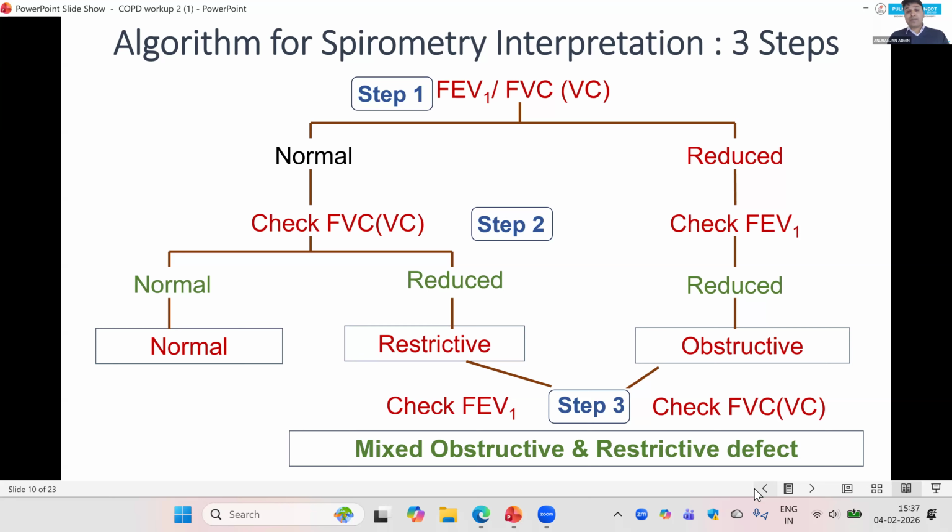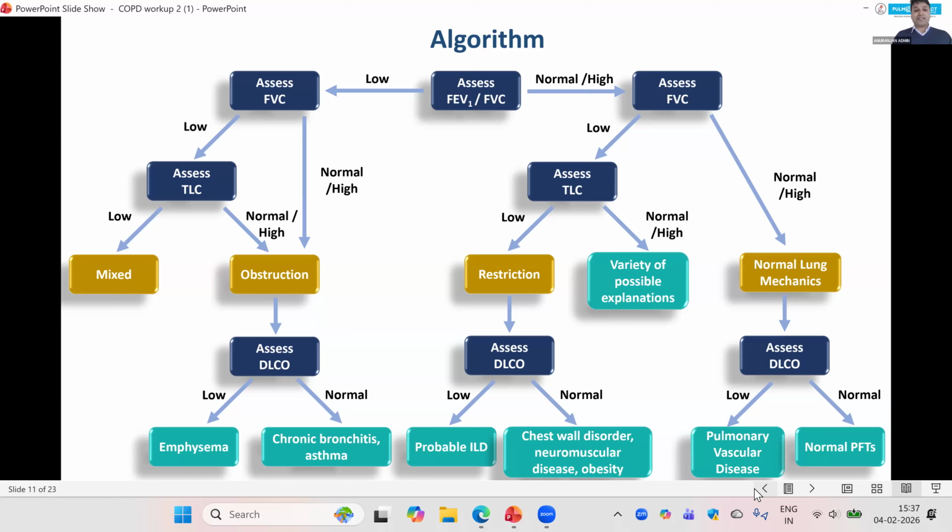But in step 3, you will be checking FEV1 if you have already checked the FVC, and if you have checked FEV1, then you check FVC. If either of them is reduced, then the patient is having a mixed obstructive and restrictive defect. But for labeling any patient as having obstructive or restrictive lung disease, especially, you need to assess the TLC. So this is the proper algorithm.